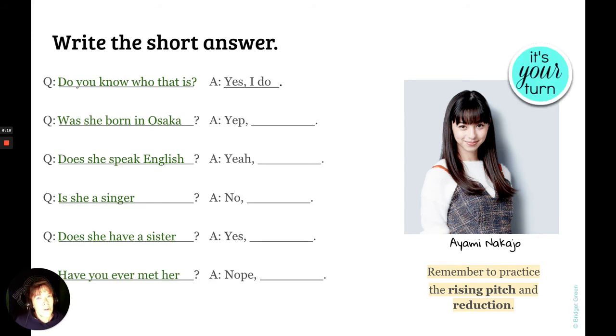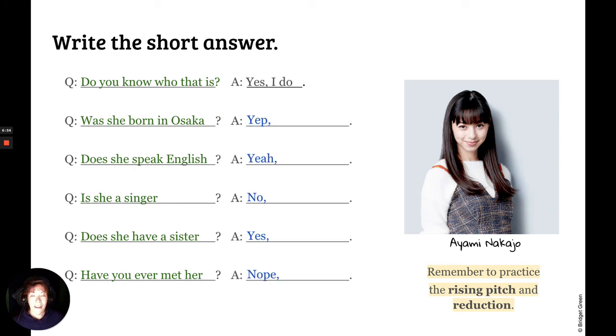Now, let's practice the short answers. Do you know who that is? Yes, I do. Okay, now you try. What are the short answers for these? Here's the answer. Was she born in Osaka? Yep, she was. Does she speak English? Yeah, she does. Is she a singer? No, she isn't. Does she have a sister? Yes, she does. Have you ever met her? Nope, I haven't.